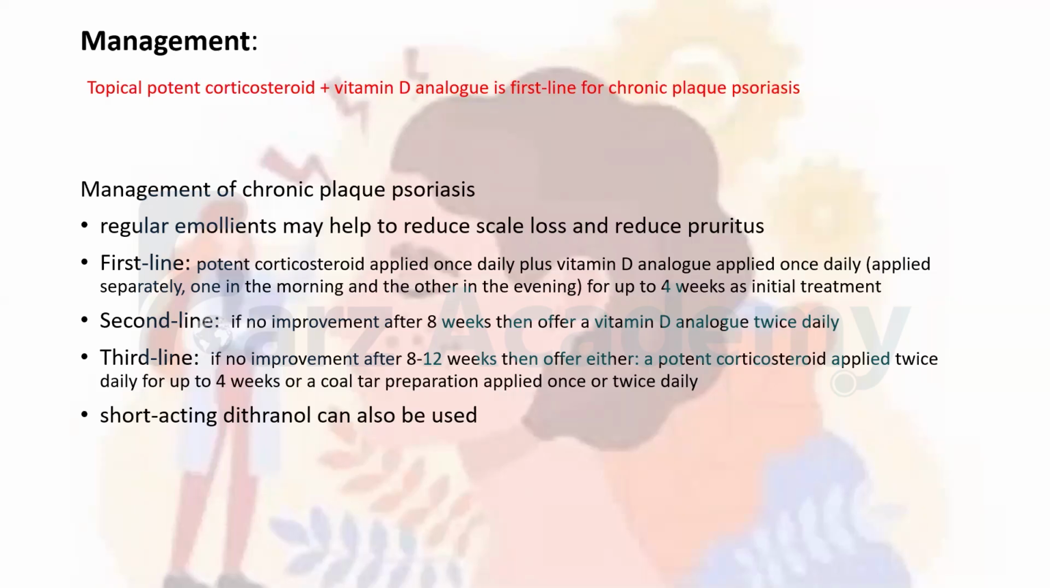Okay, short-acting dithranol can also be used for treatment. So remember first line, second line, and third line. First line is potent corticosteroid with vitamin D analog. Second line would be vitamin D analog applied twice daily. Next would be potent corticosteroid with coal tar preparation.